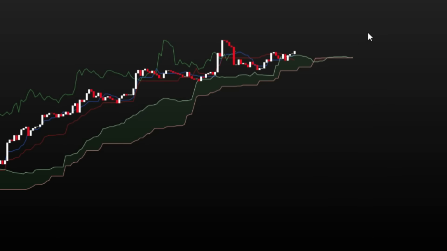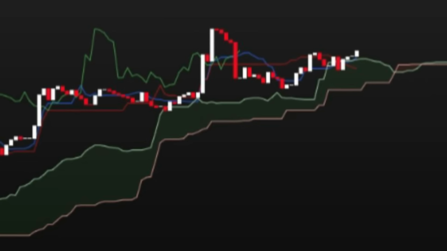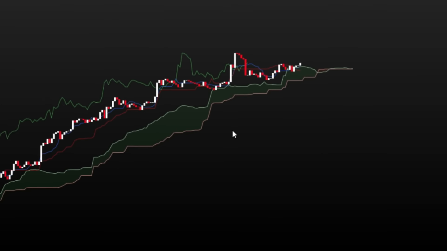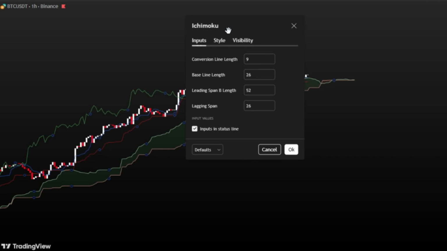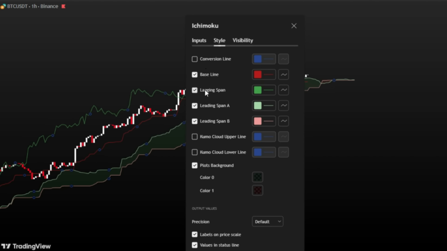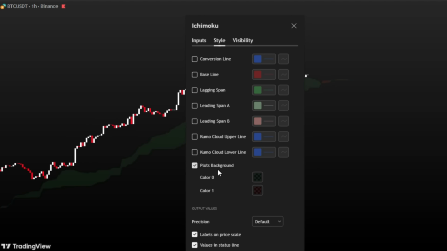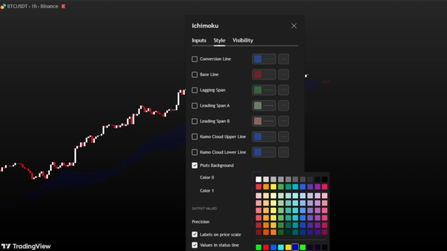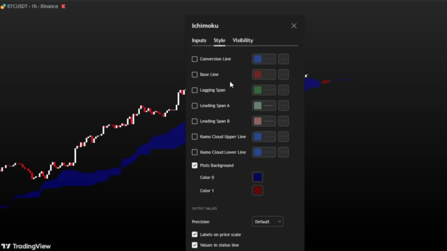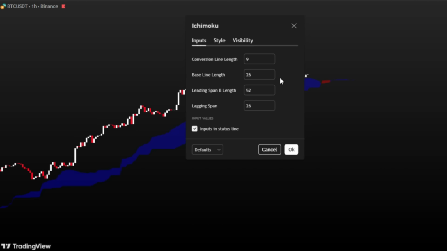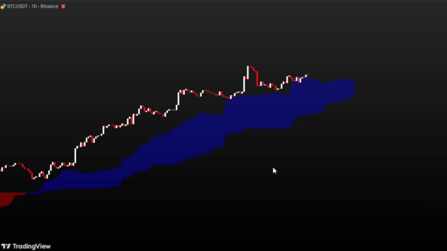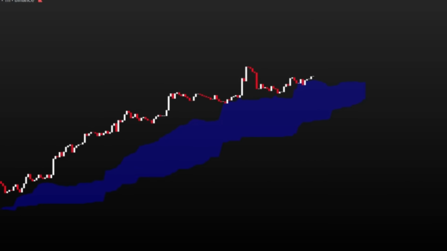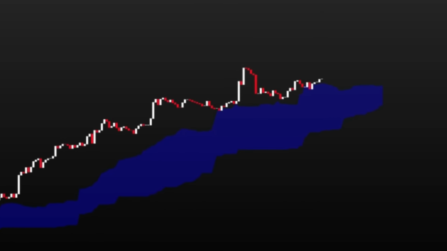Click it and it will pop up on your chart in its default form. For some modifications, open the settings. In Styles, uncheck everything and leave only the background. That is basically the cloud itself. You can adjust its opacity and color to whatever feels comfortable. In Inputs, set the Leading Span B length to 108. Click OK, and that's the cloud we're going to use to take our trades to the next level.